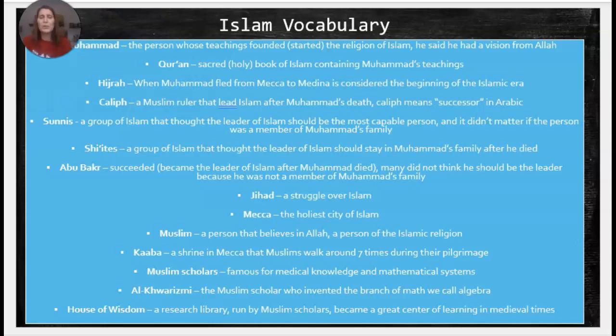Sunnis are a group of Islam that thought the leader of Islam should be the most capable person, and it didn't matter if the person was a member of Muhammad's family. The Shiites are a group of Islam that thought the leader of Islam should stay in Muhammad's family after he died.